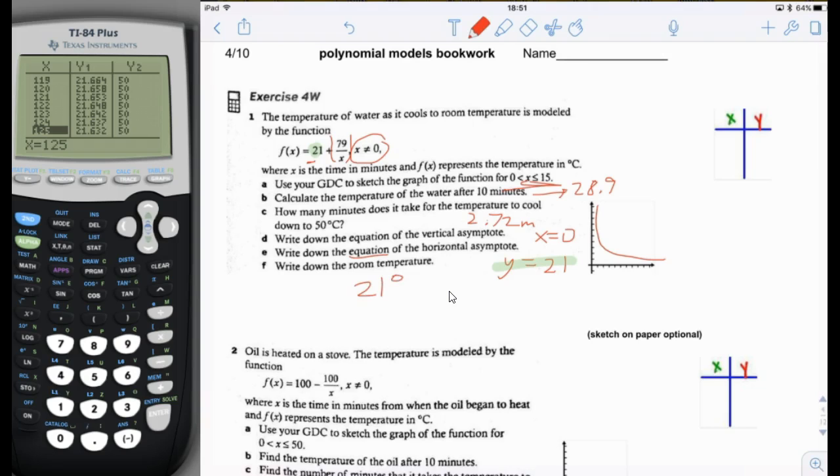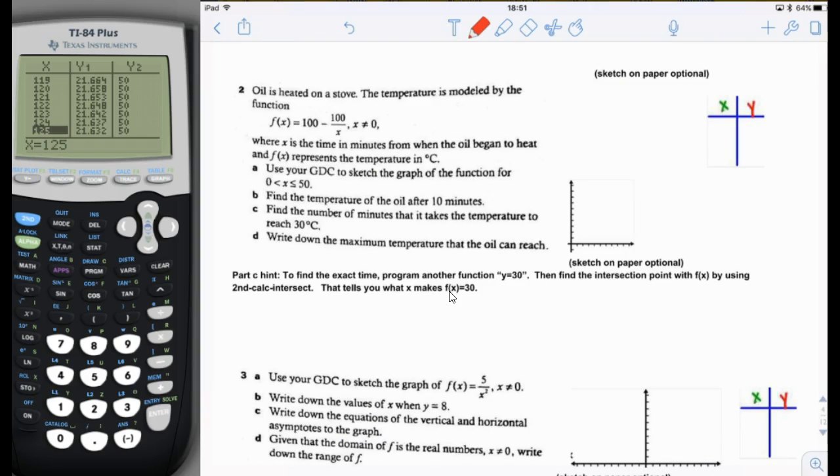Alright. Number 2. Oil is heated on the stove. The temperature is modeled by this function, f of x equals 100 minus 100 divided by x, x is not equal to 0, where x is the time in minutes from when the oil began to heat, and f of x represents the temperature in degrees Celsius.